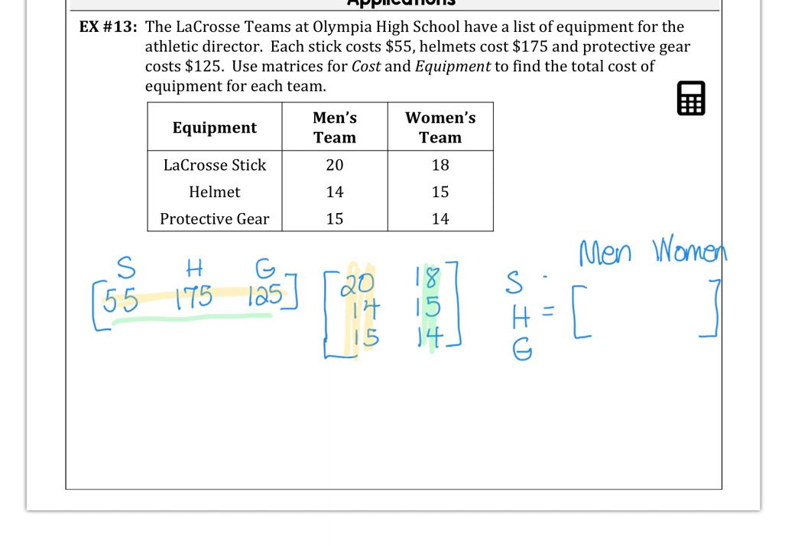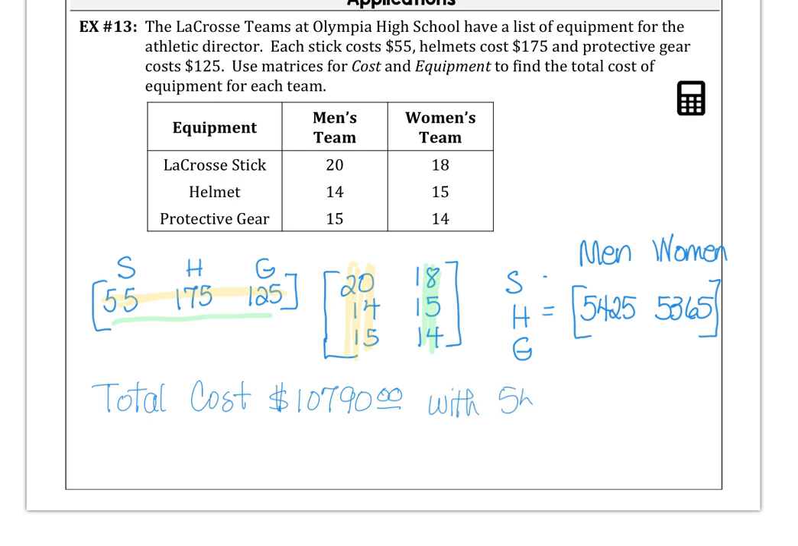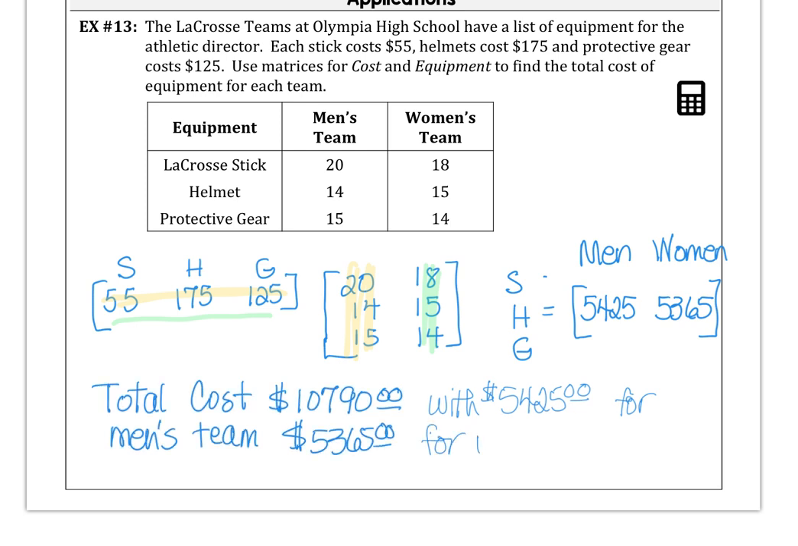And my results were 54.25 for men and 53.65 for women. So the total cost, if we add those together, for the athletic director, the total cost would be $10,790, and that would break down with 54.25 for the men's team, and the remainder, 53.65, would be for the women's team.